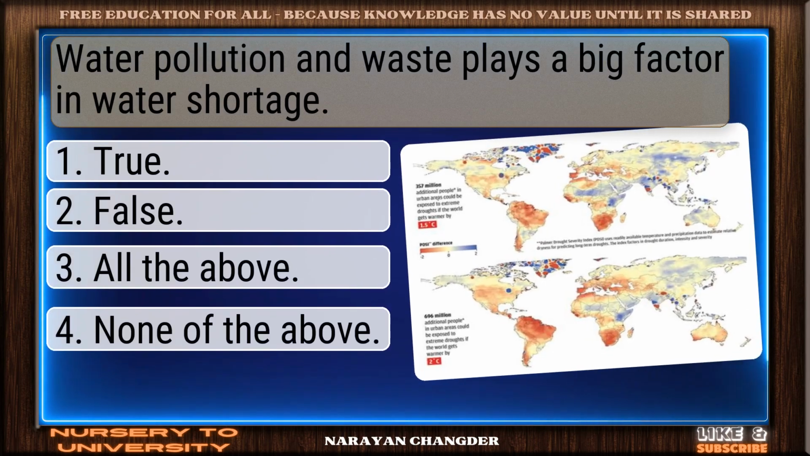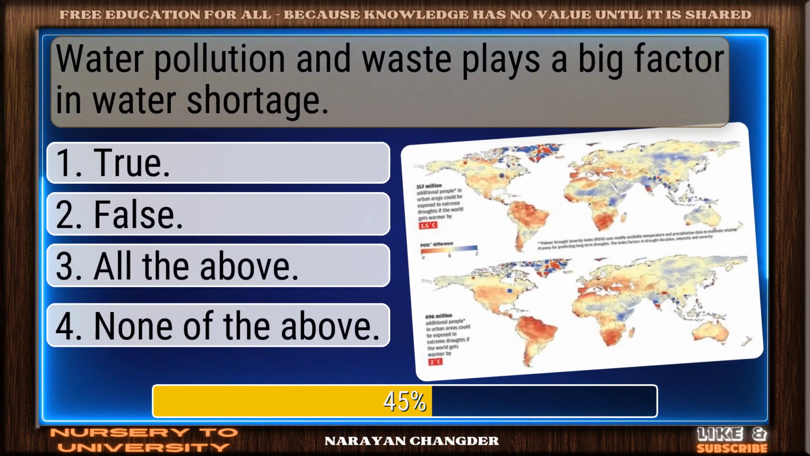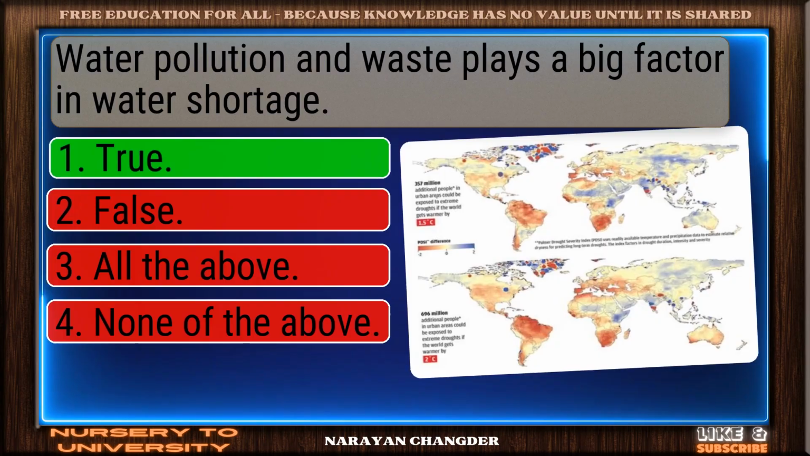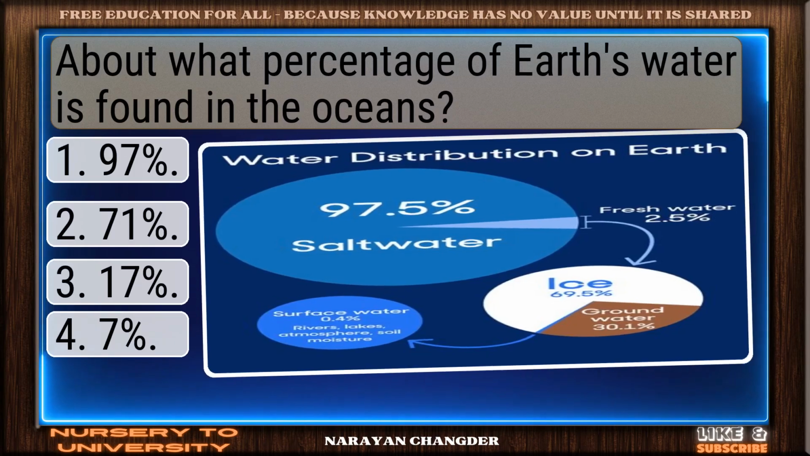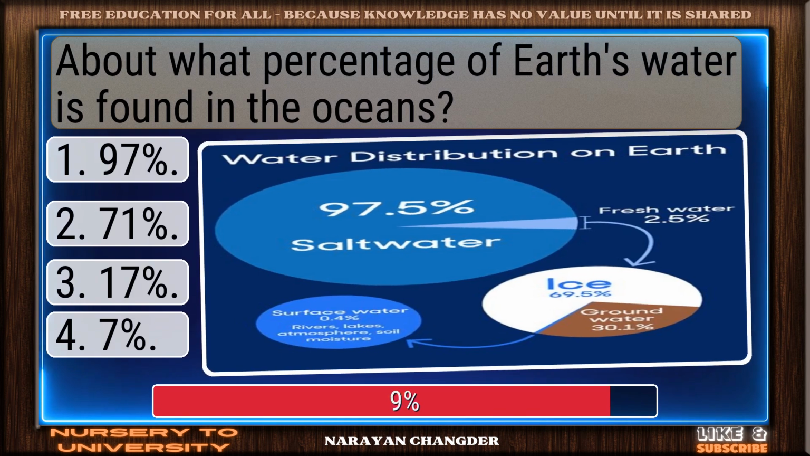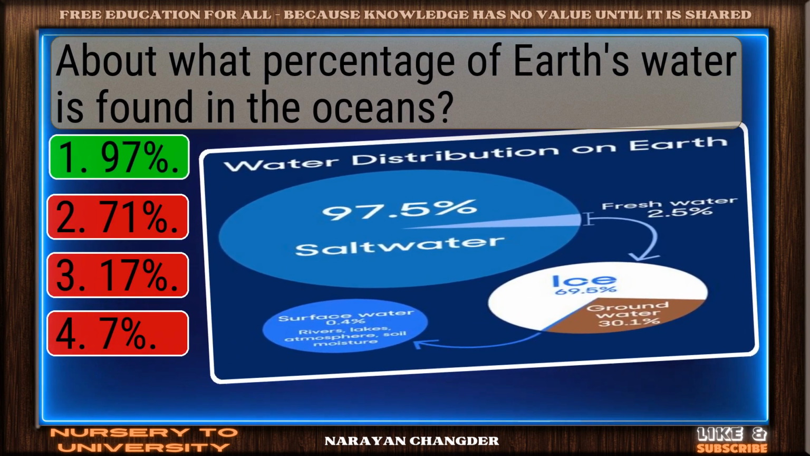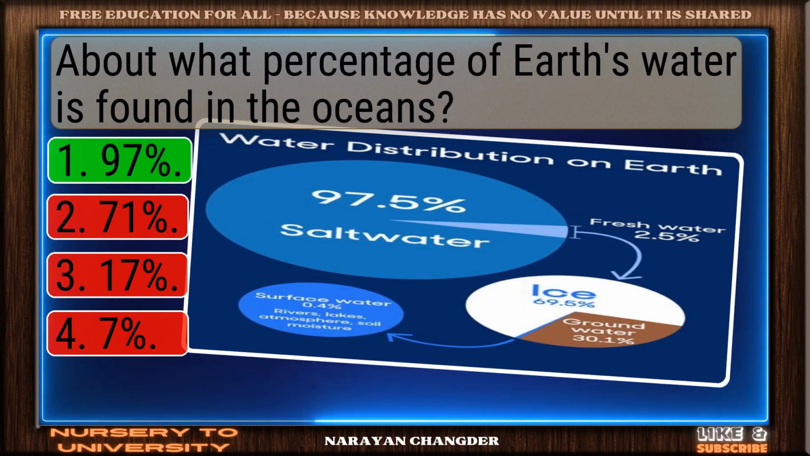Water pollution and waste plays a big factor in water shortage. Bravo, true is the answer. About what percentage of Earth's water is found in the oceans? Good thinking. 97% is the right answer.